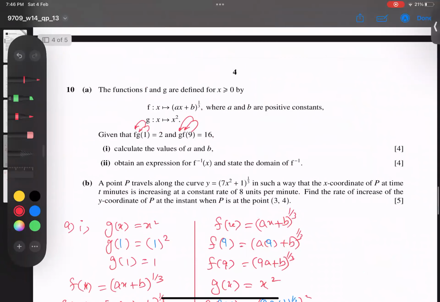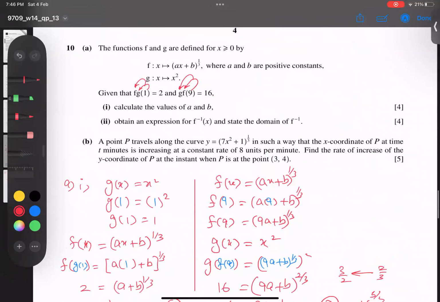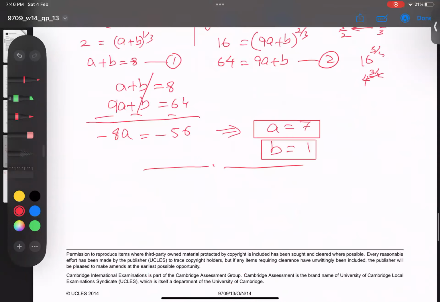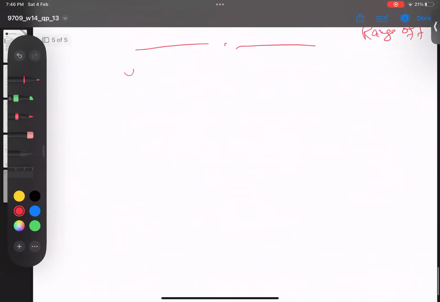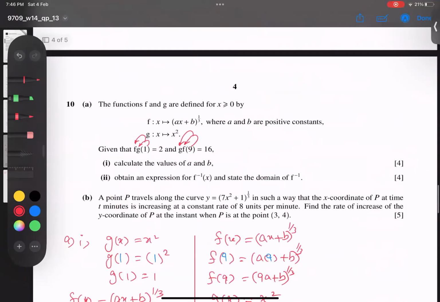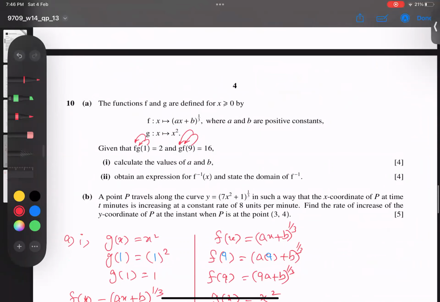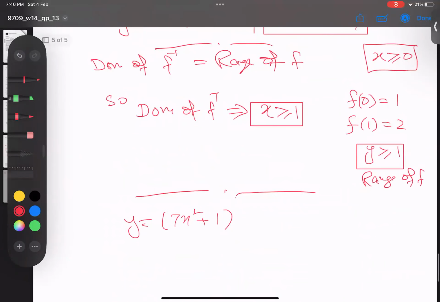At the same time, this is a 5 mark question on the rate of increase. We can do this in no time. This is 7x squared plus 1, to the power of, and what is the power given? 1 over 3. And you know it very well, what we always do first: the derivative, dy over dx. 1 over 3 comes down and the power goes 1 less. And then the derivative of the base becomes 14x. So I get this one.